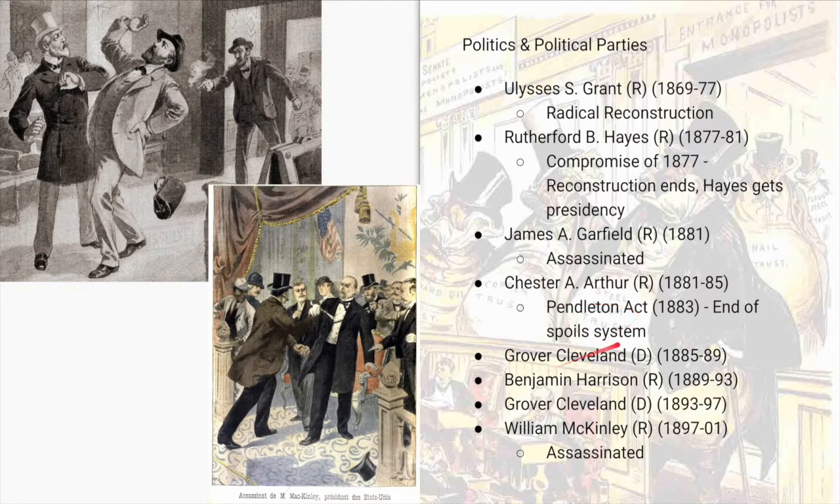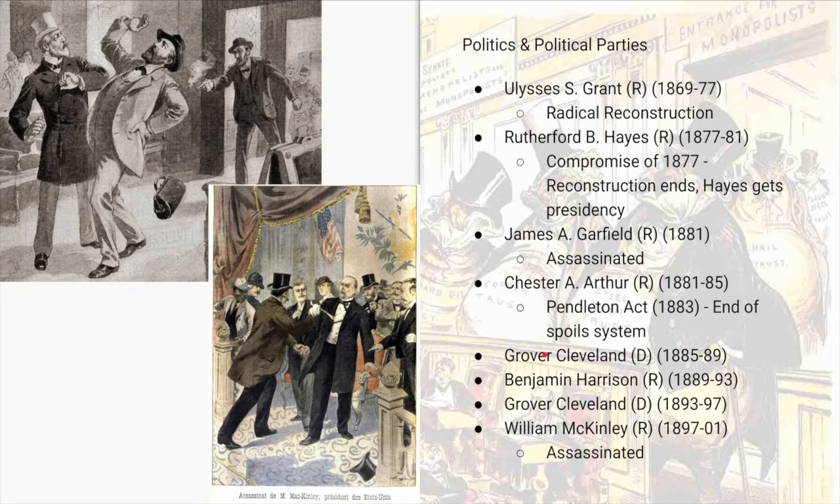Obviously, the spoils system never really goes away all the way, but this is going to start making presidents appoint people based on merit instead of just choosing their buddies. Remember, Jackson was the one who really put the spoils system in place.